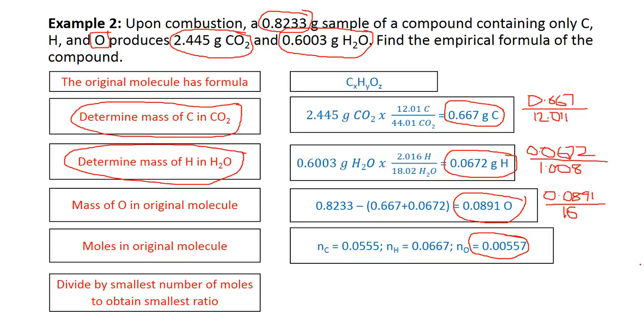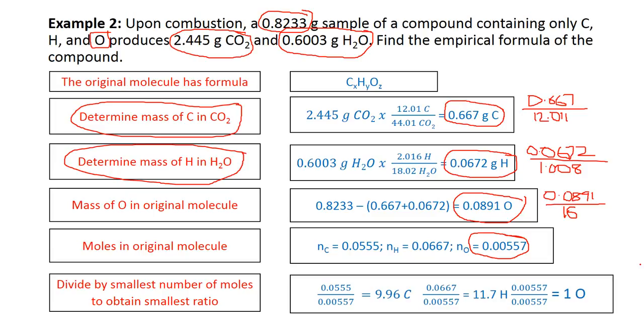Now, how will it go? This is what we are going to have. For carbon, we are going to have 9.96. For hydrogen, we are going to have 11.7. For oxygen, we are going to have 1. So we can say that our compound has C10, H12, and O1. That is, our empirical formula is going to be C10H12O, just O.